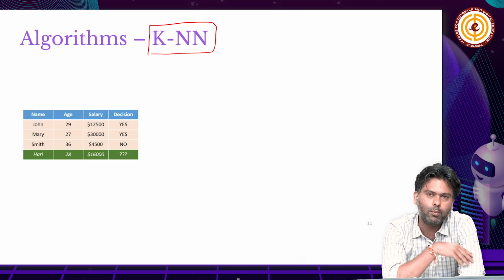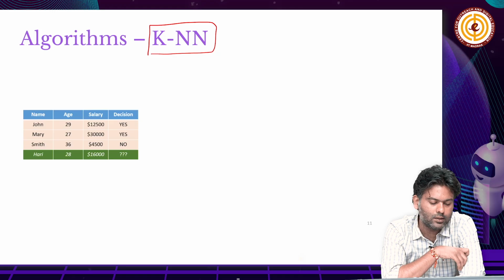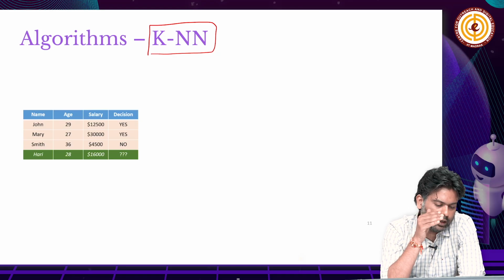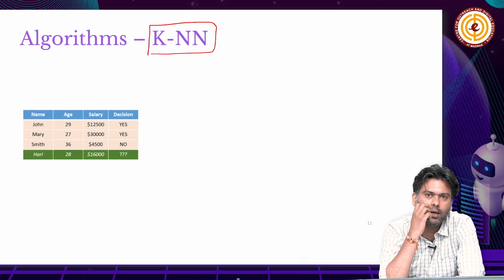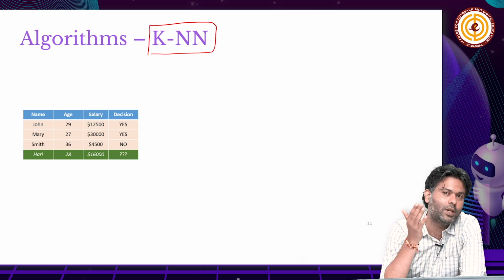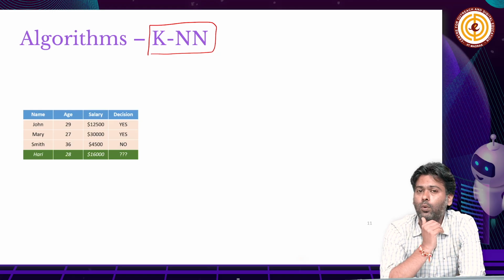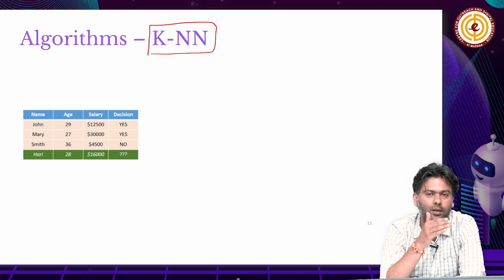For now, in this example, again, I'm going to ask you to pause and think. If Hari's age is 28 and his salary is 16,000, and now looking at John, Mary, and Smith's data, how would you make a decision whether Hari should be given a loan or not? What would be your answer? If you are the manager, are you going to grant a loan to Hari or not? If you are, then how did you make that decision? If you are not going to grant, fine, but how did you make that decision?